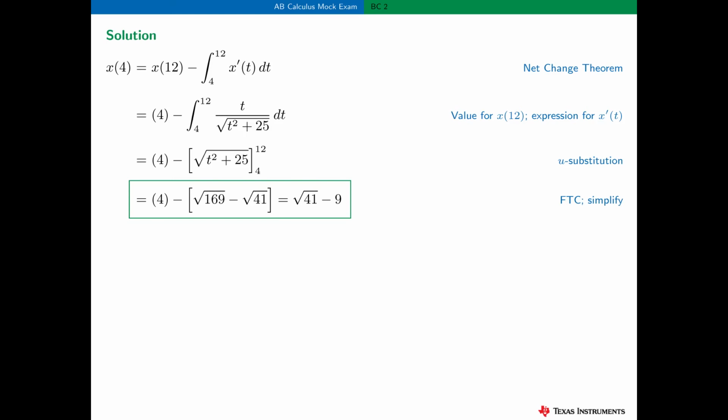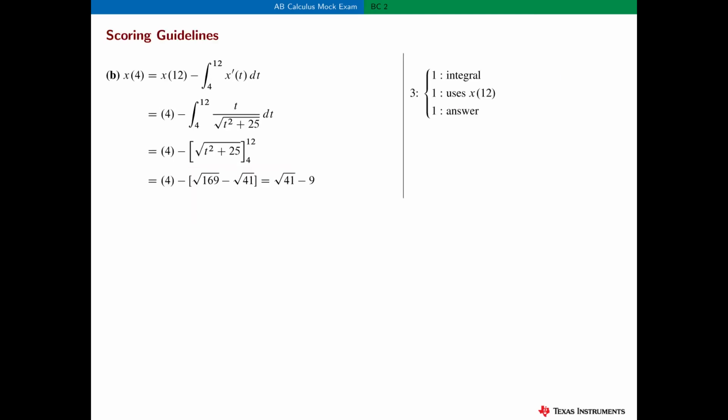And in this step, we use the FTC to evaluate the antiderivative. And a little simplification leaves me with the square root of 41 minus 9 for a final answer. This problem was worth 3 points. The first point is for using a correct integral expression on the way to finding x of 4. The second point is for using x of 12 in the expression for x of 4. And the third point is for the final answer.